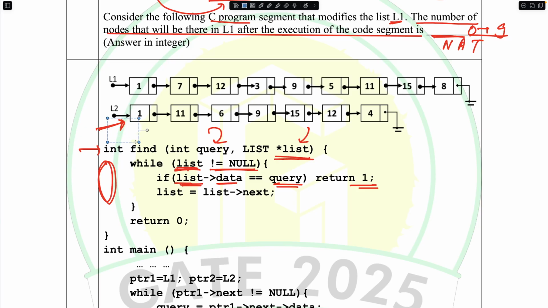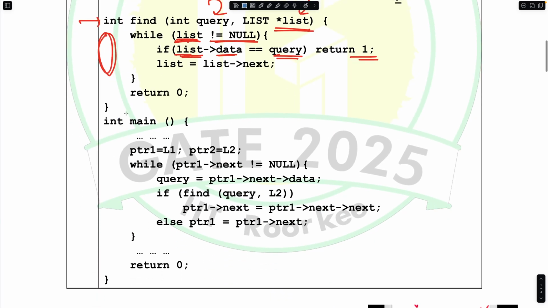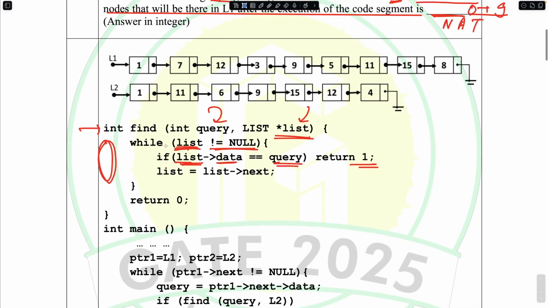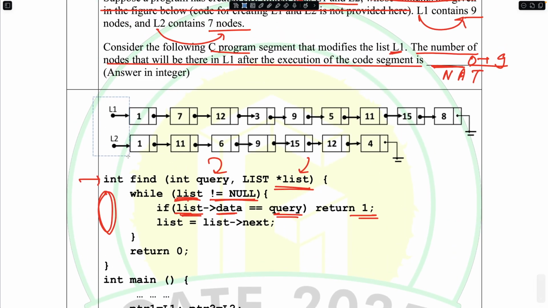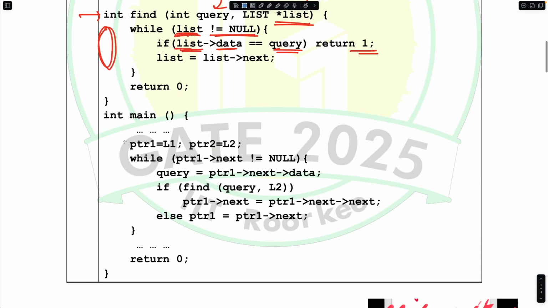Now let's look at the second one. This is the main function. The control is going to start from here. We are defining two iterators. These two, L1 and L2, are the header pointers of these lists. But we are defining two iterators, ptr1 and ptr2. And we are checking ptr1's next node, and whether that is not equal to null.